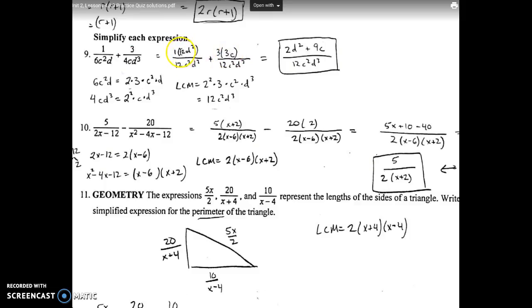And then you're just going to multiply the numerators and combine the 2 fractions into a single fraction. 1 times 2d squared is just 2d squared, and 3 times 3c is 9c. So adding that together, you get this answer.